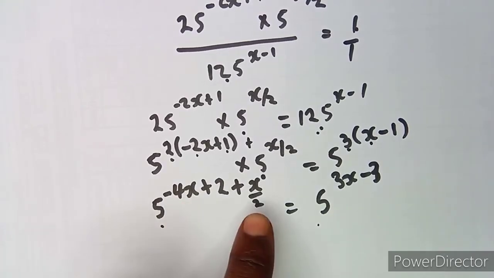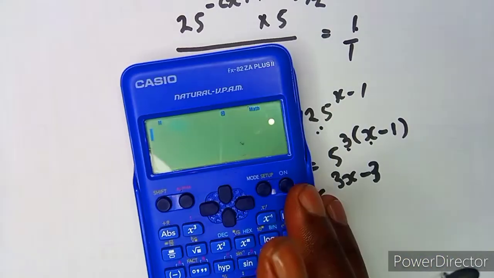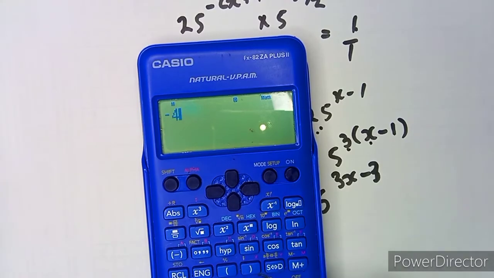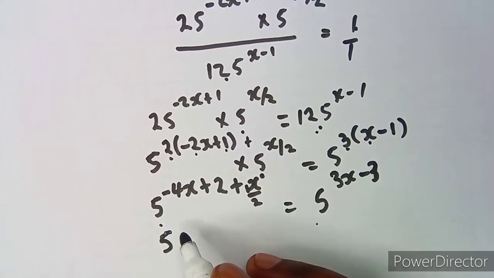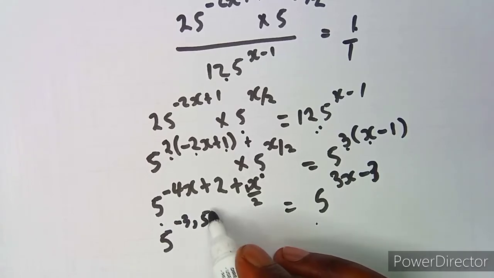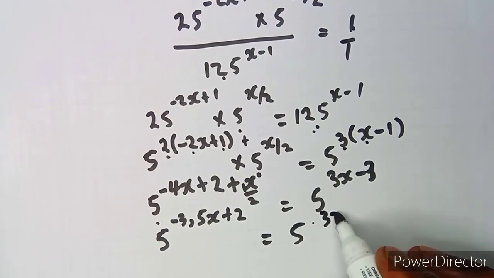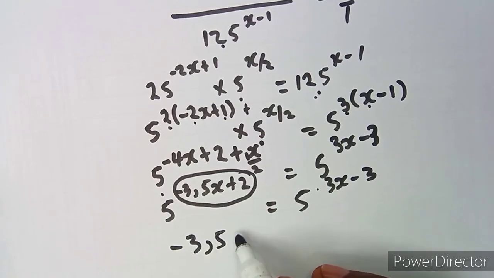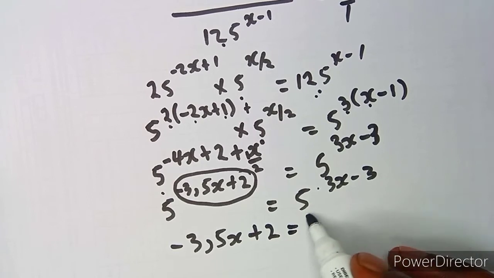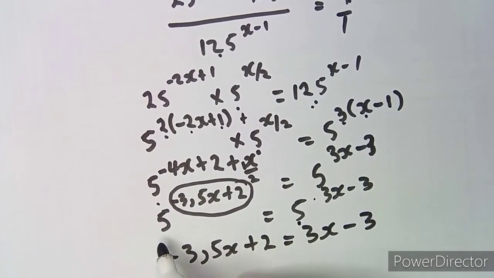On the left hand side we can simplify because we have minus 4x plus x over 2. X over 2 is same as 1 over 2x. So we are simplifying minus 4 plus 1 over 2, which is giving us minus 7 over 2 or minus 3,5. So we have 5 to the exponent of minus 3,5x plus 2, which is equivalent to 5 to the exponent of 3x minus 3. So now we can see clearly that minus 3,5x plus 2 is equivalent to 3x minus 3, taking from the idea of the bases being the same.